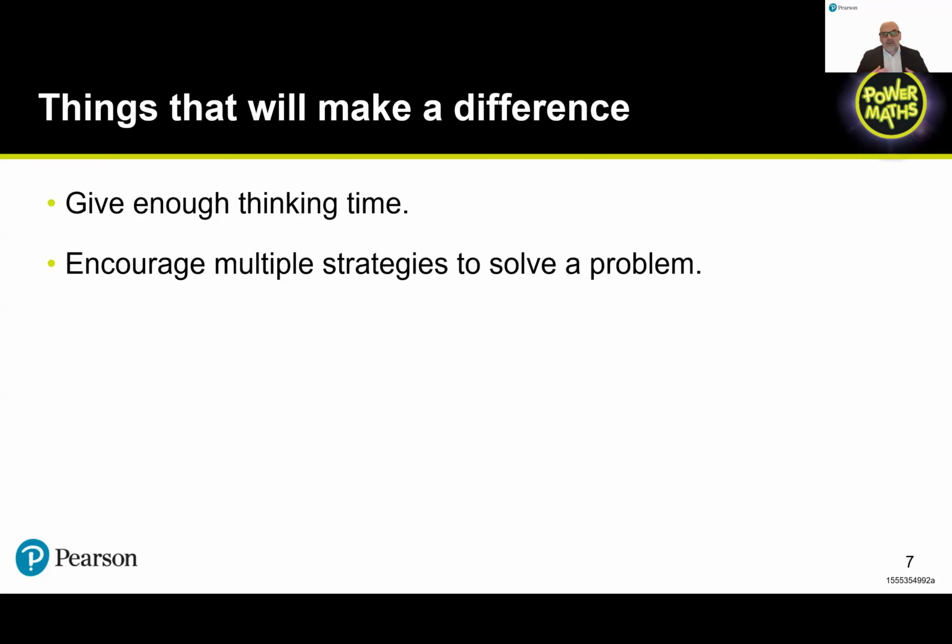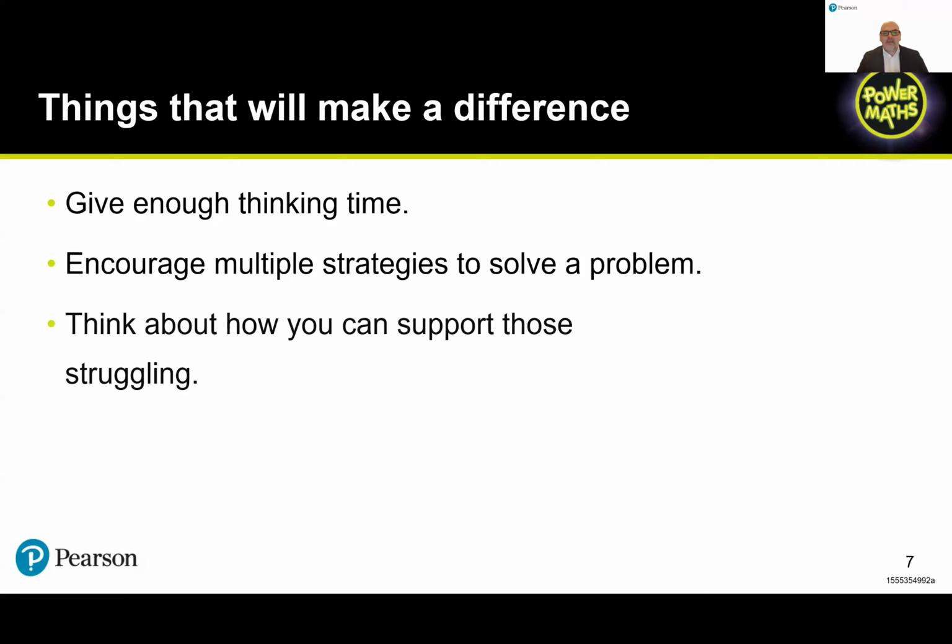The other reason why the collaboration and the thinking time works is it encourages different multiple strategies. Most of the activities that we do have different ways that children may solve a problem, or different approaches, and maybe misconceptions that come up through those approaches. So we encourage multiple strategies to solve a problem. All these things make a difference. Giving some thought at the start of a lesson before you go in to support those children who are struggling.